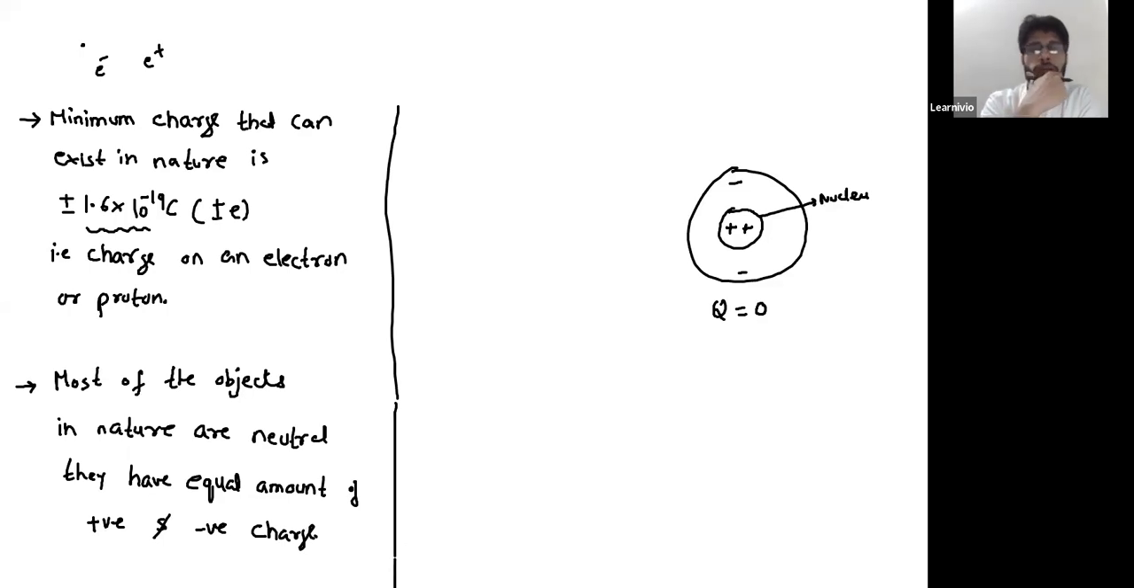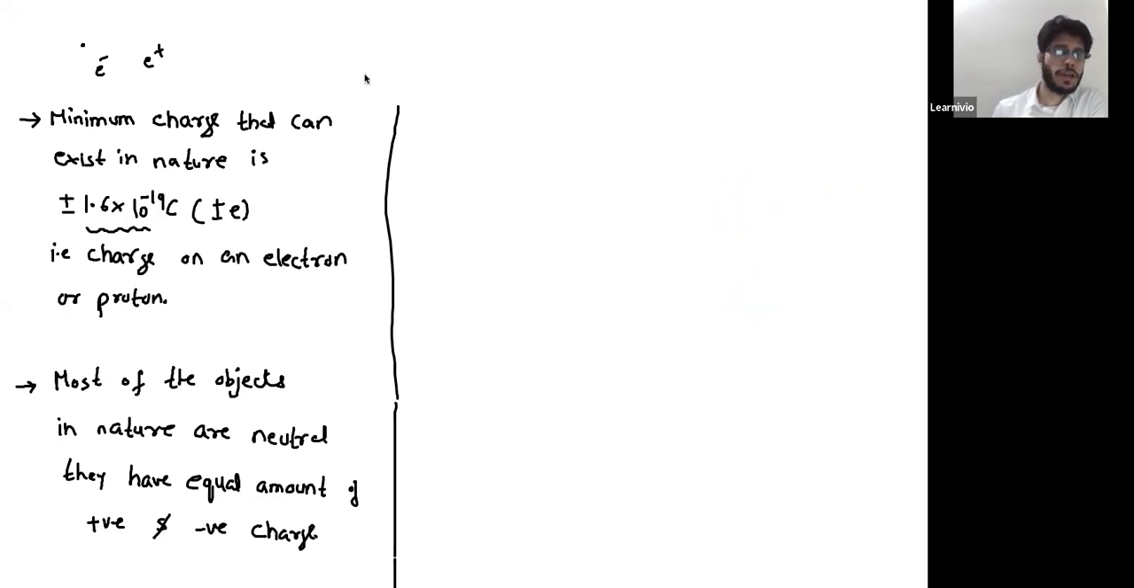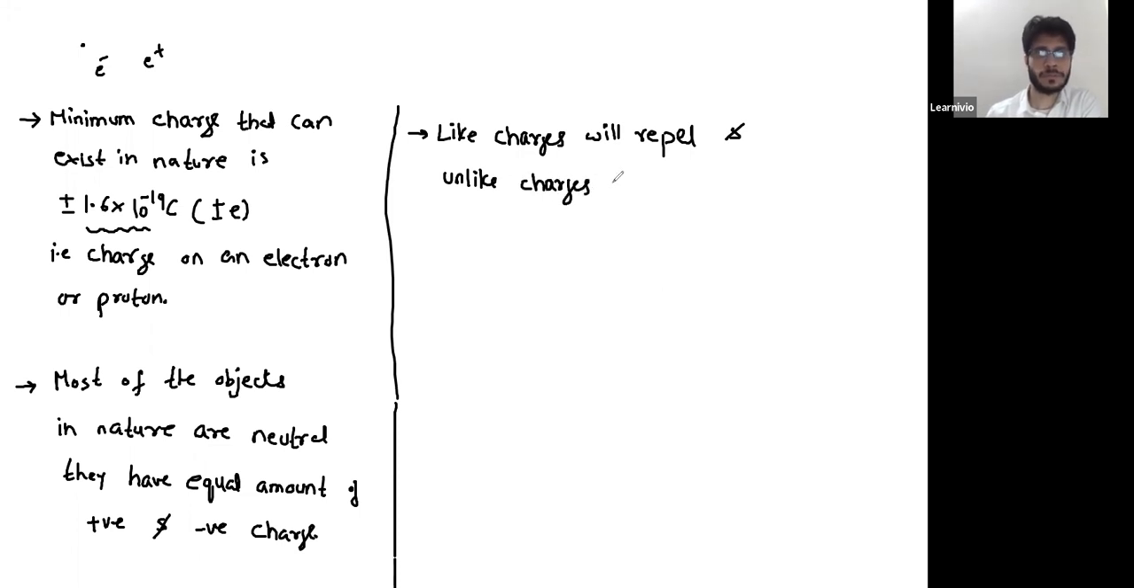So if an object is neutral, will it experience electric force? No. An object will experience electric force only if it is charged. So if you have two similarly charged bodies, if you have like charges, they will repel, and unlike charges will attract each other. So like charges repel each other and unlike charges attract each other. These are a few basic properties of charge.